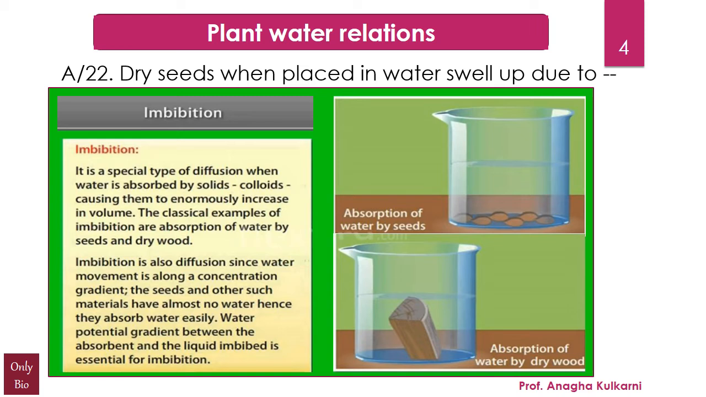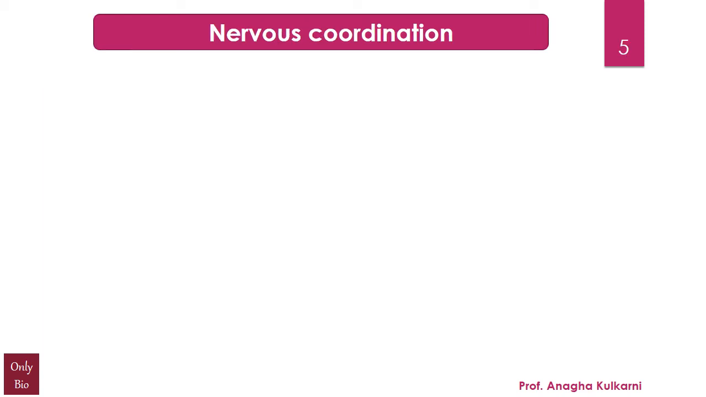And please remember that imbibition is essential for the seeds so that these seeds can start germinating. There is a kind of pressure generated, and because of this the seedlings will be able to emerge from the soil. This is the basic need of this particular process, that is imbibition. We now go to the next question, number 23.